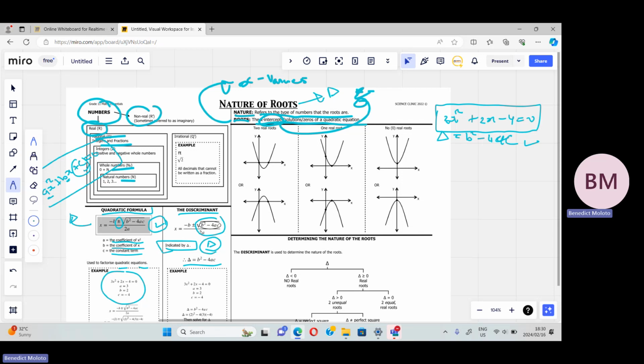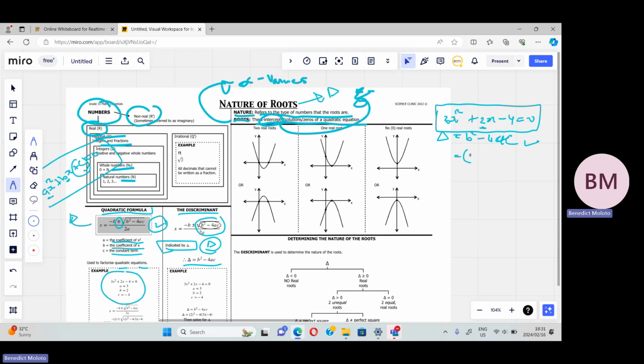And remember, don't be fixed-minded. Always read the question properly. When they say determine the nature of the roots, you have to determine delta, and on top of that, you have to tell us whether the roots are real or non-real. But I'm going to explain this more. So delta is equal to b squared. Here b is 2. Remember, b is the coefficient of x. 2 squared.